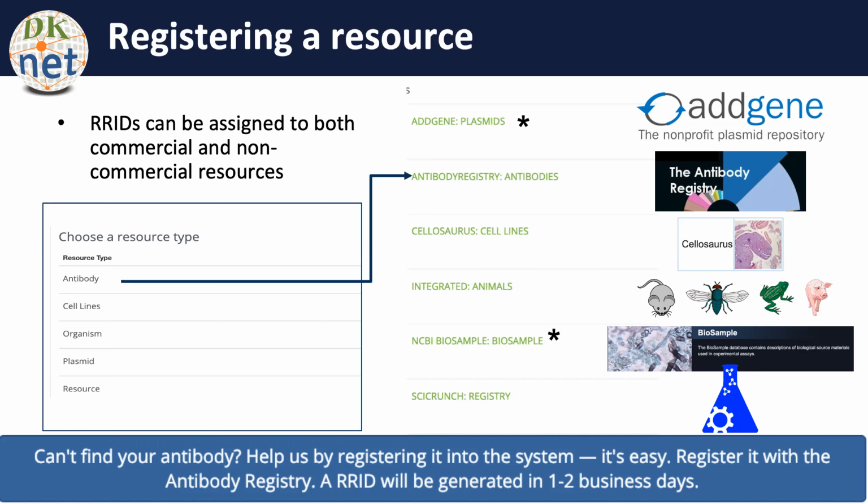On this screen, you also see that we've been working with AdGene and the National Center for Biotechnology Information at NIH in terms of adding new types of resources: AdGene plasmids and NCBI Biosamples. As I mentioned a couple of slides ago, there are additional resource types that we will be introducing over the next few months.